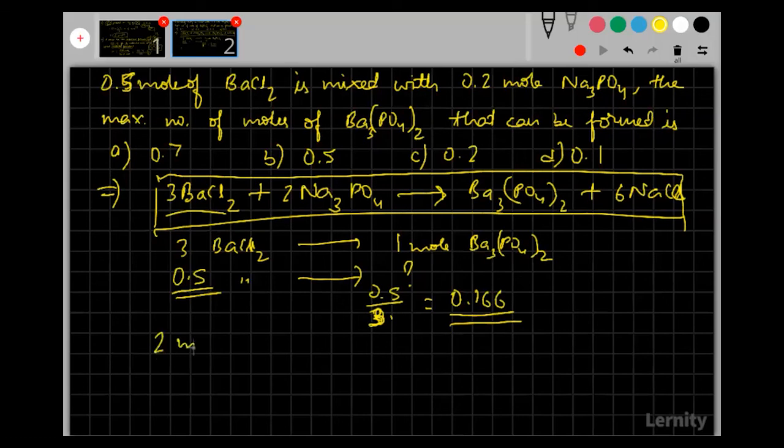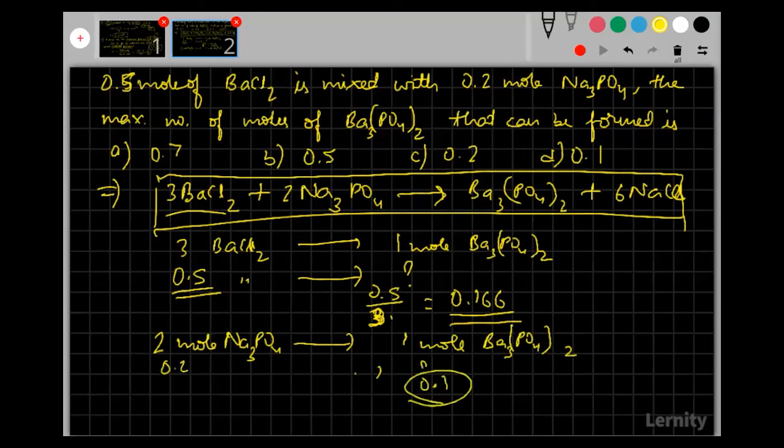Whereas if we take 2 moles of sodium phosphate, that is giving us 1 mole of barium phosphate. So 0.2 moles will give us how much? That will be 0.1 moles. So definitely my sodium phosphate is the limiting reagent. So if sodium phosphate is the limiting reagent, we know that 2 moles are giving 1 mole of barium phosphate. So 0.2 mole will give us 0.1 mole of barium phosphate. So the answer will be 0.1. Now coming to the next question, we'll go to molarity based questions.